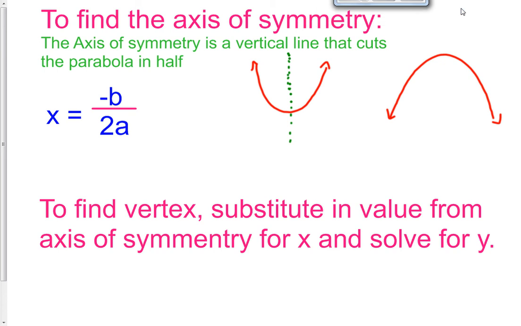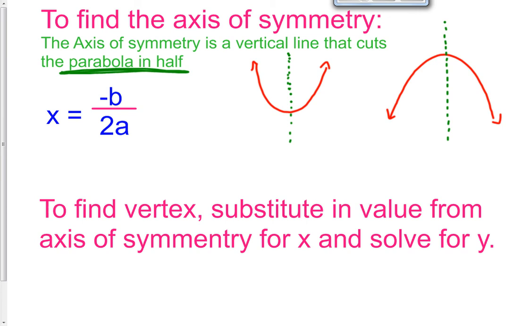The same is true of parabolas that open down. If I draw a line right here, this is a vertical line that cuts the parabola in half, which means the right side is the exact same as the left side. If you were to fold that parabola on that green dotted line, the right side and the left side would land on top of each other.